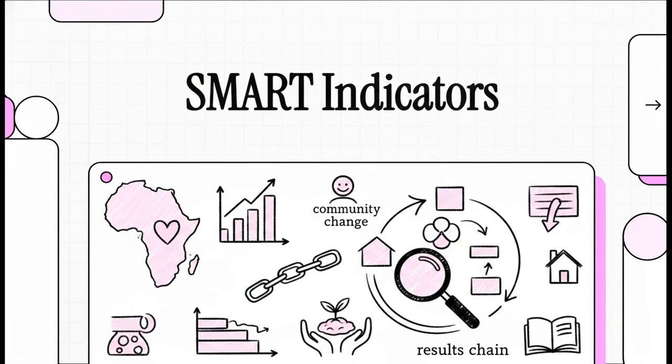Welcome to This Explainer. Look, if you're stepping into the incredibly vital world of NGO work across Africa, I already know you've got the passion. The drive is there. But here's the million-dollar question. How do you actually prove your community interventions are working? Well, that's exactly what we're tackling today. We're going to break down SMART indicators and the results chain reference sheet and show you exactly how they help you prove real, lasting change. Let's get right to it.